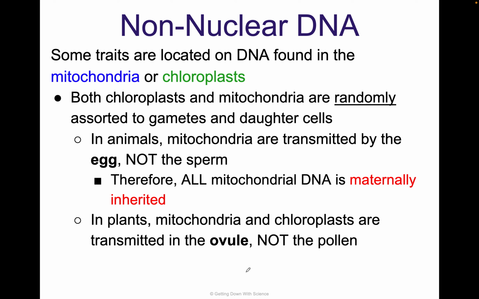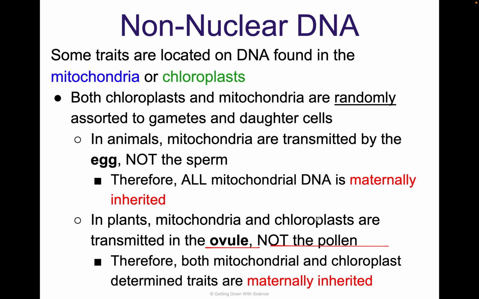In plants, mitochondria and chloroplasts are transmitted in the ovule, not in the pollen. In this class, we don't really get into the structure, function and life cycle of plants, but plants don't have eggs, they have ovules. Instead of sperm, they have pollen, but it works all the same way. Therefore, both mitochondrial and chloroplast determined traits are maternally inherited. You only get them from the ovule, from the egg, whoever's donating that.